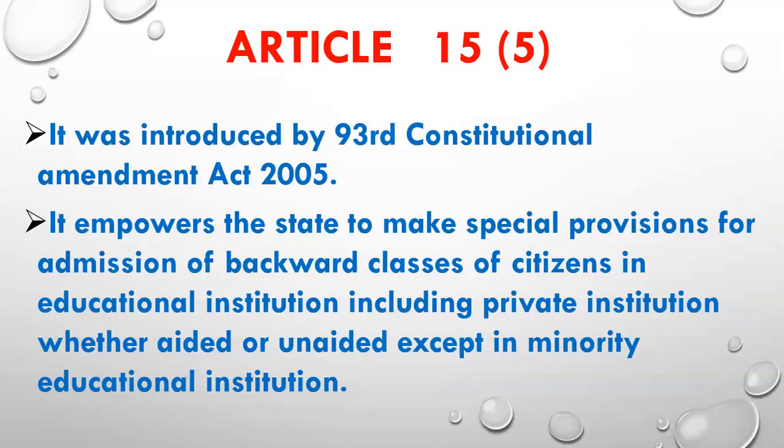So friends, then comes Article 15 Clause 5. Now what is Article 15 Clause 5? First of all, Article 15 Clause 5 was introduced by the 93rd Constitutional Amendment Act 2005. What does it mean? It means that it was originally not the part of the Constitution. It was not the part of the original copy of the Constitution.